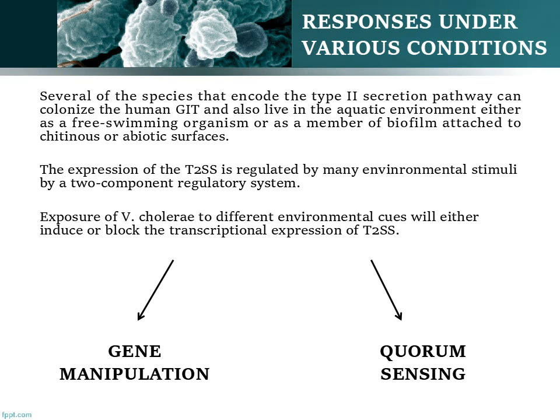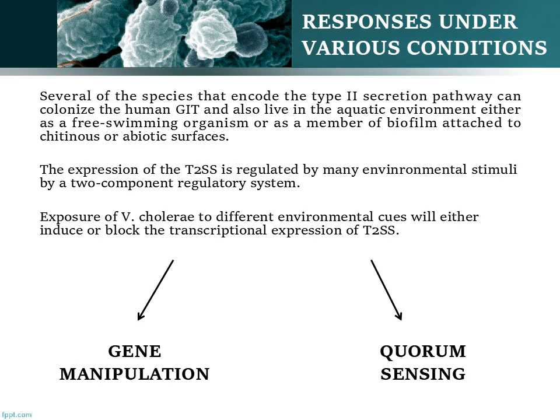Now we will be looking at the responses under various conditions. Several of the species that encode the type 2 secretion pathway can colonize the human GI tract and also live in the aquatic environment, either as a free-swimming organism or as a member of a biofilm attached to chitinous or abiotic surfaces, which are all characteristic of waterborne diseases.